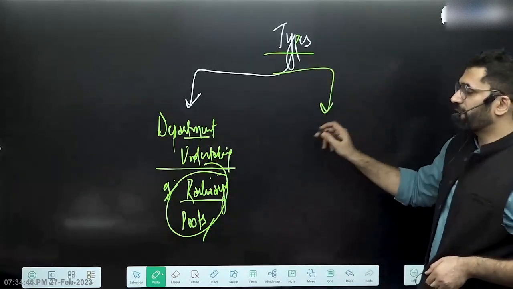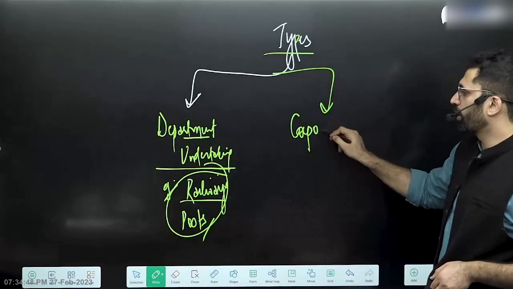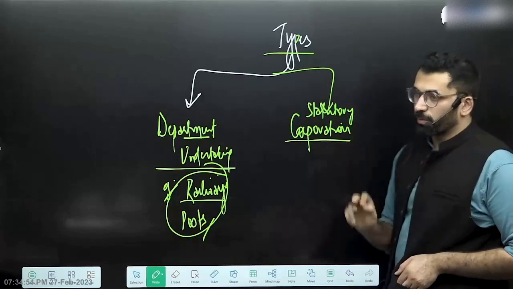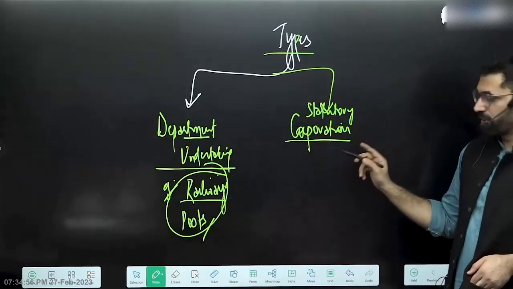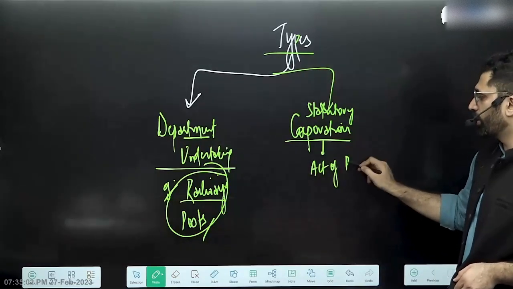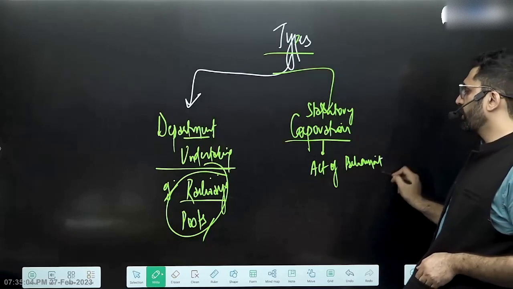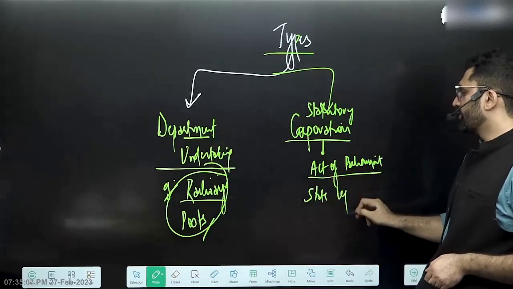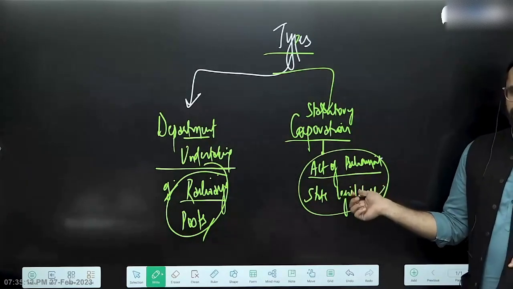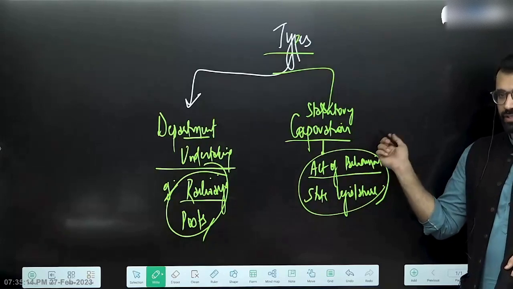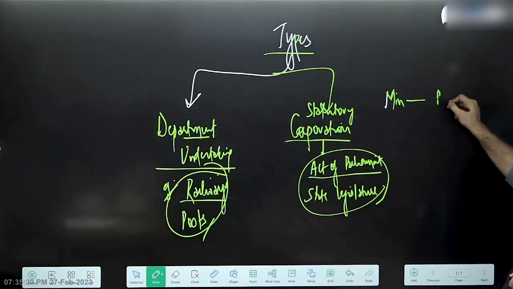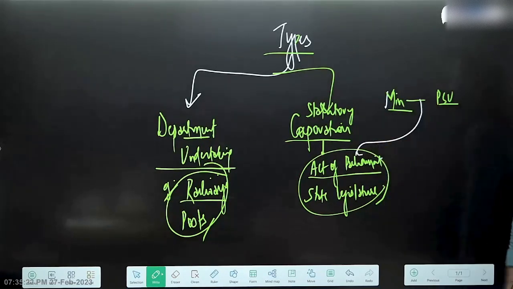Then there is a separate creation that is called a statutory corporation. In a statutory corporation, the formation of the PSU is through an Act of Parliament, or this can be created by a state legislature as well. So both the Act of Parliament and the state legislature decide its functioning, its rules and regulations, everything. Even its relationship with the ministry is decided by this Act of Parliament.